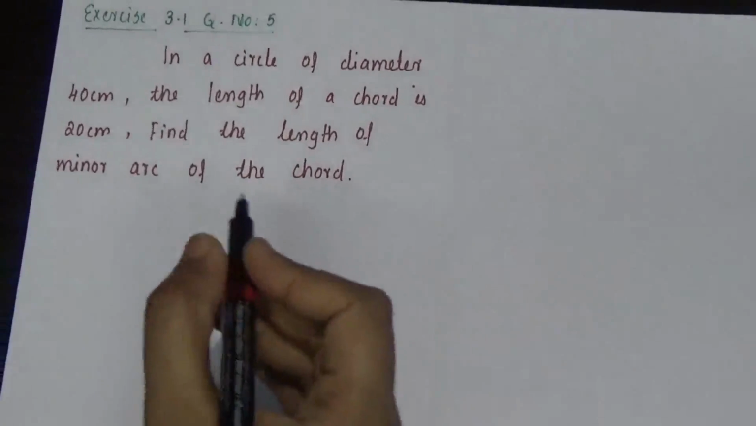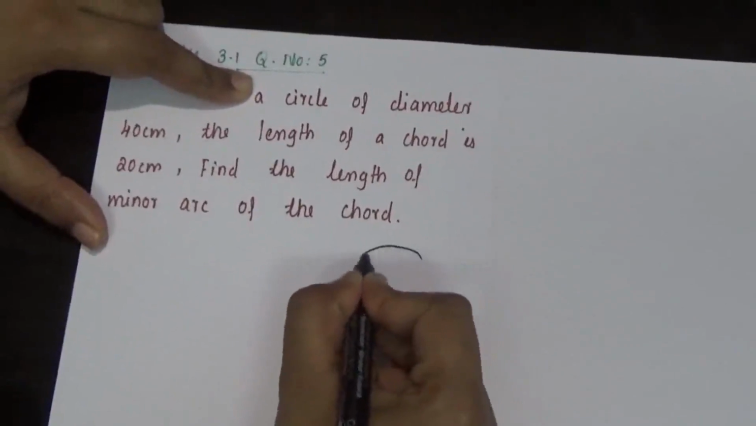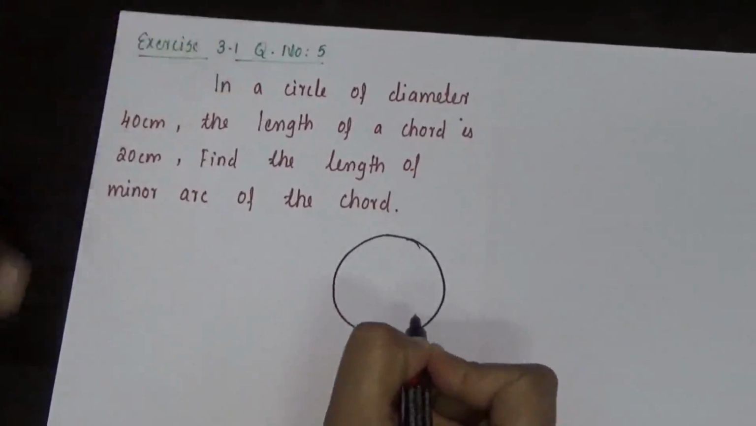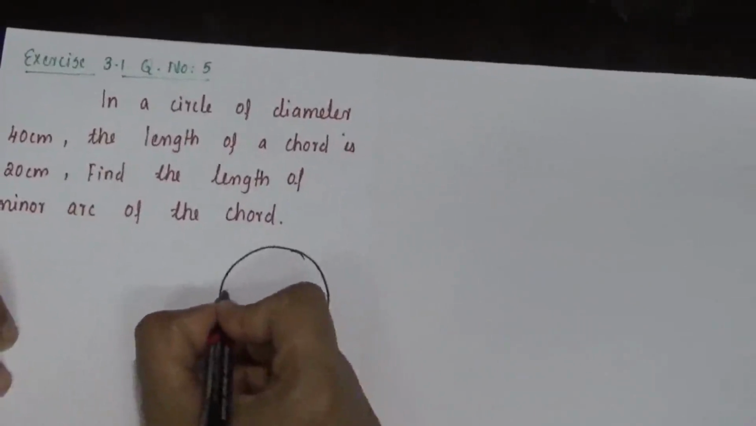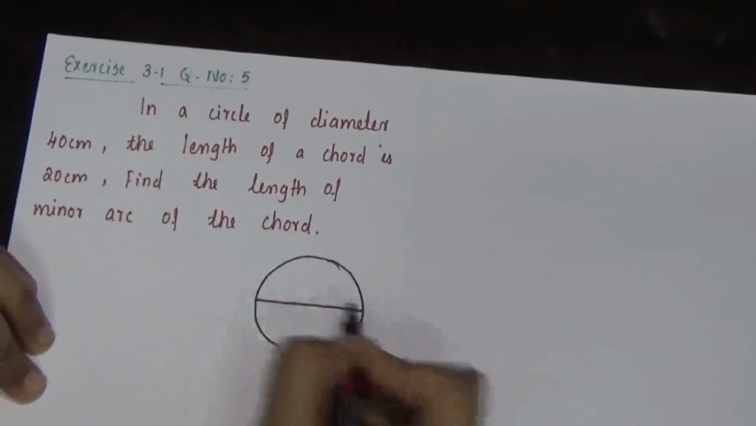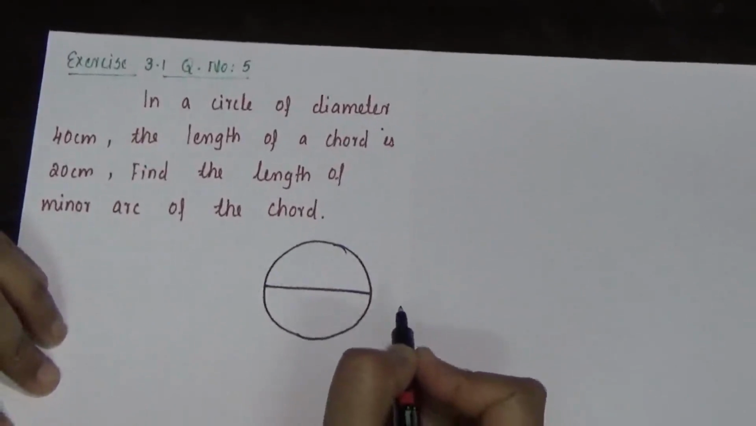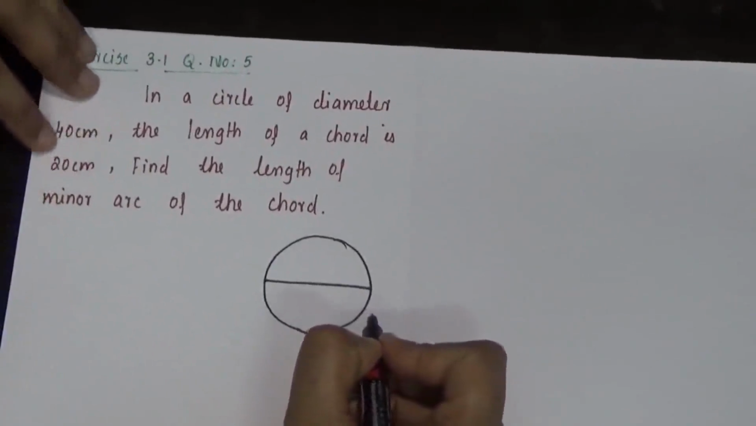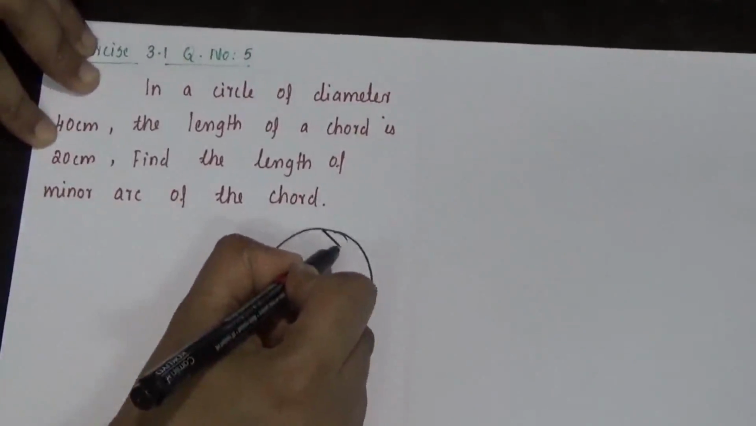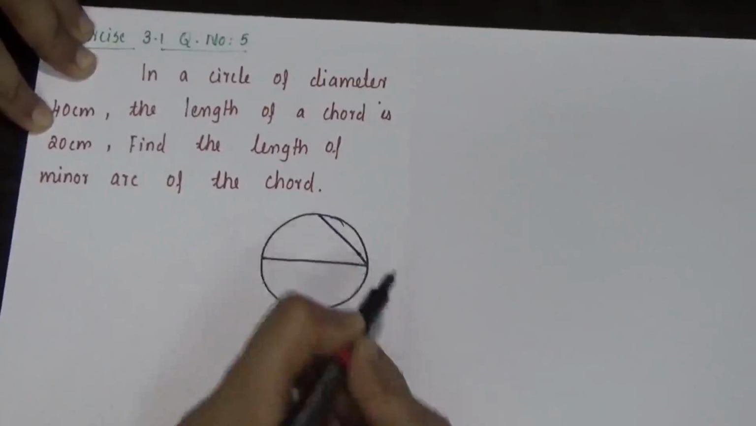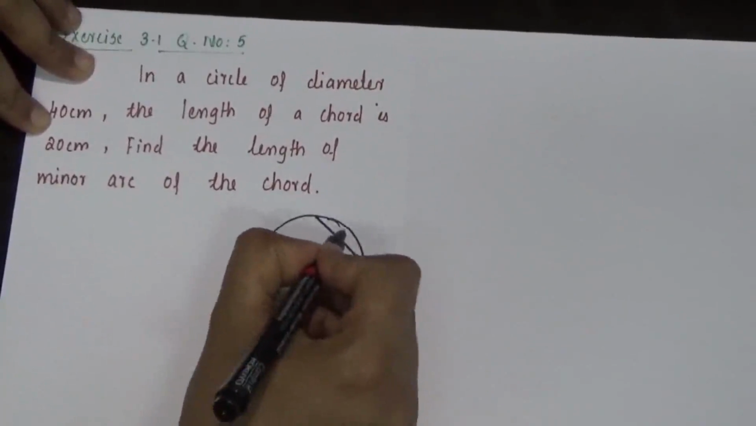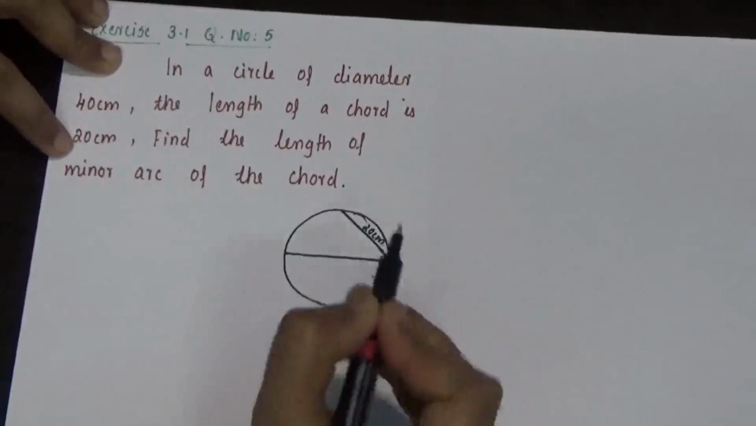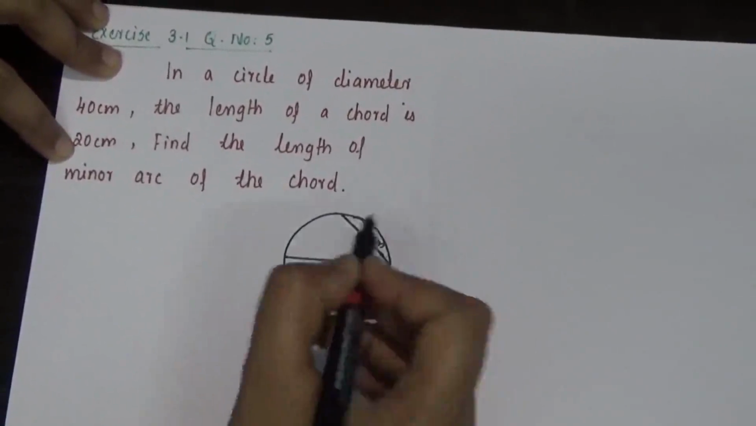Okay, so we have a rough figure. Here we have a circle, and we are given the diameter of the circle. So this is the diameter of the circle. And we are given a chord of length 20 centimeter. That is 20 centimeter. We have to find the length of minor arc of the chord. Okay, so this is the center.